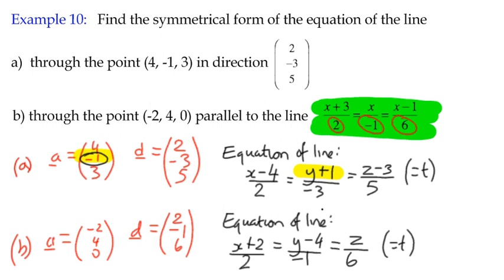Okay, so I'm going to leave it there. There's one other example using symmetric form because it's the most common one, but that's me basically covered the three forms of the equation of a line, how to find them, how to write them down, and I hope that's useful. So go on and have a look at example 11 and then practice yourself.